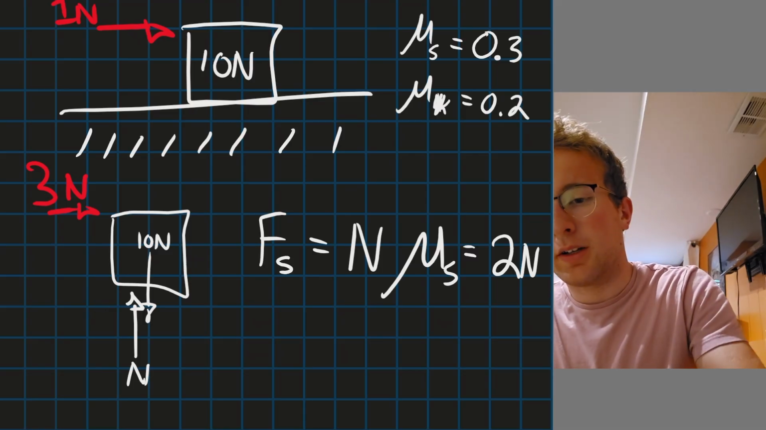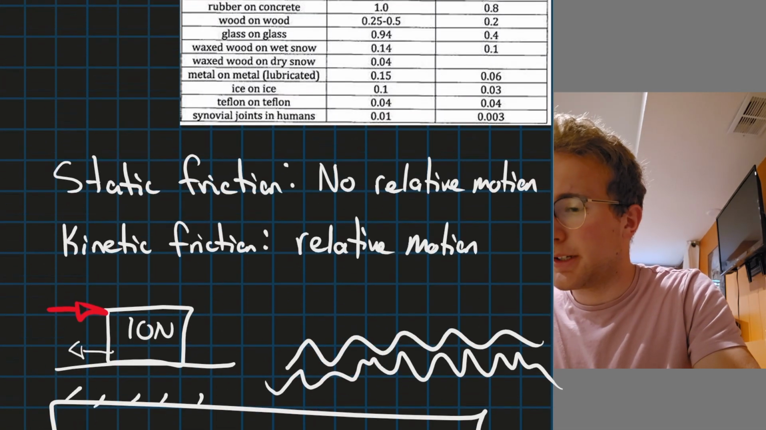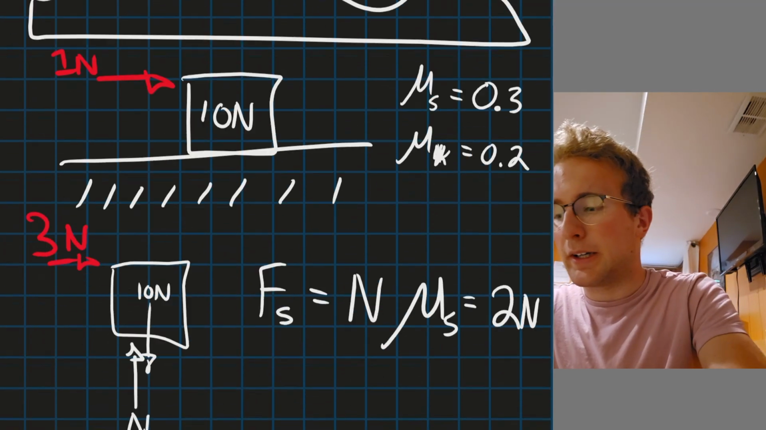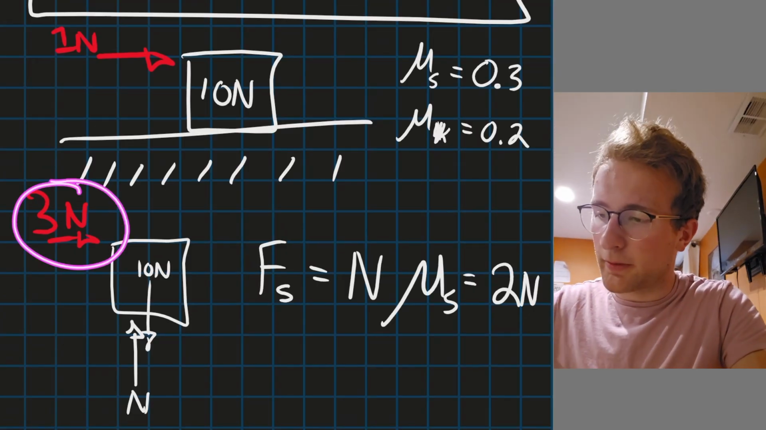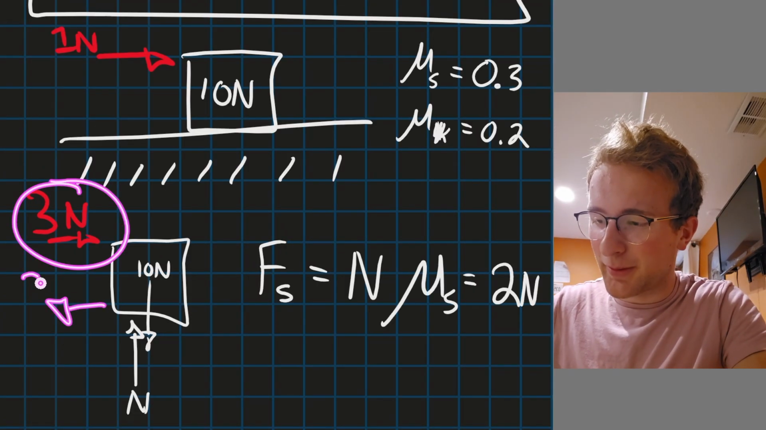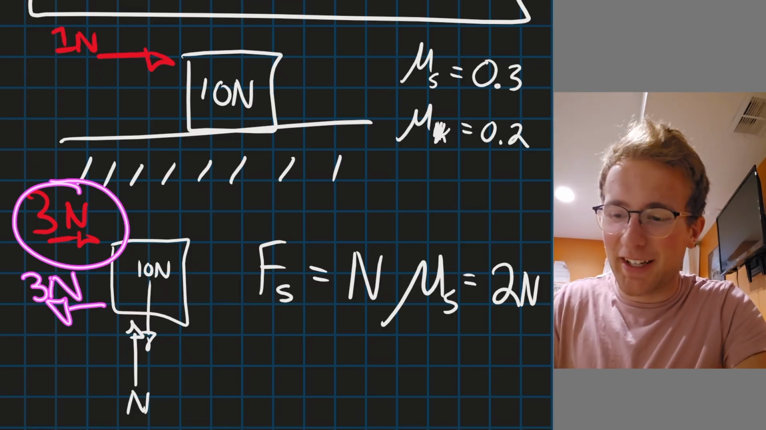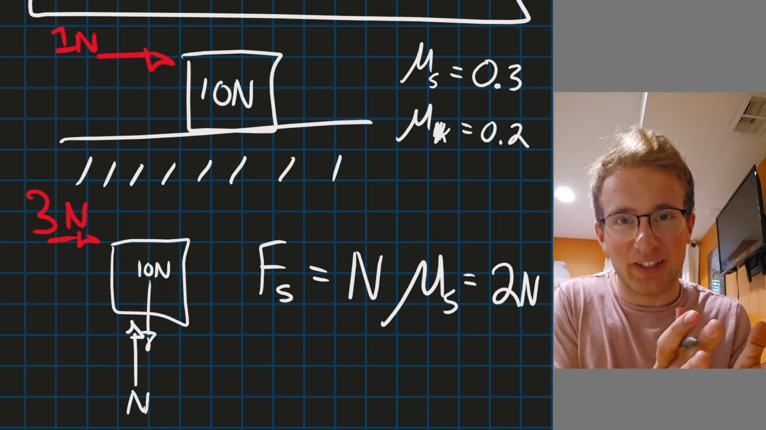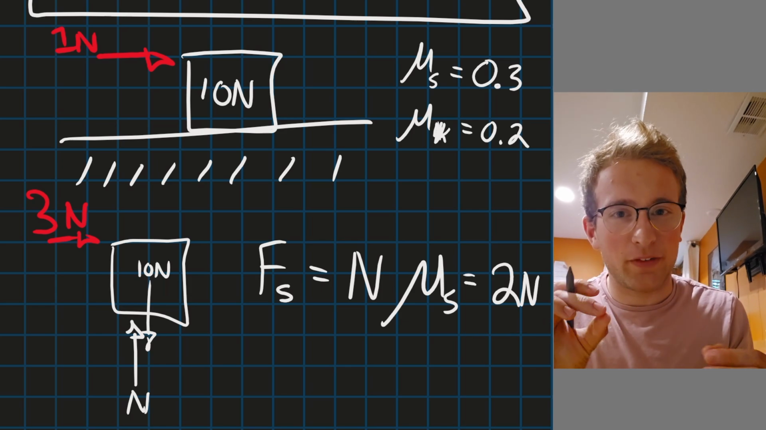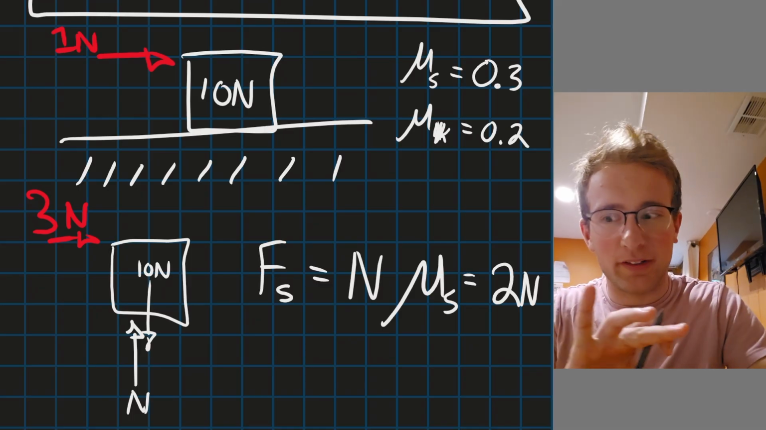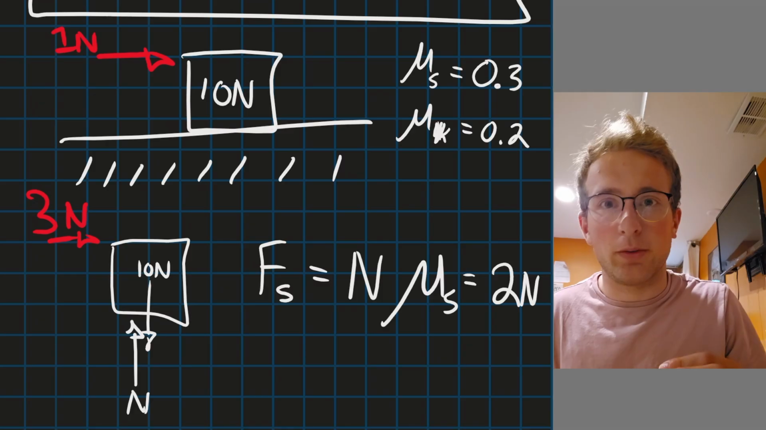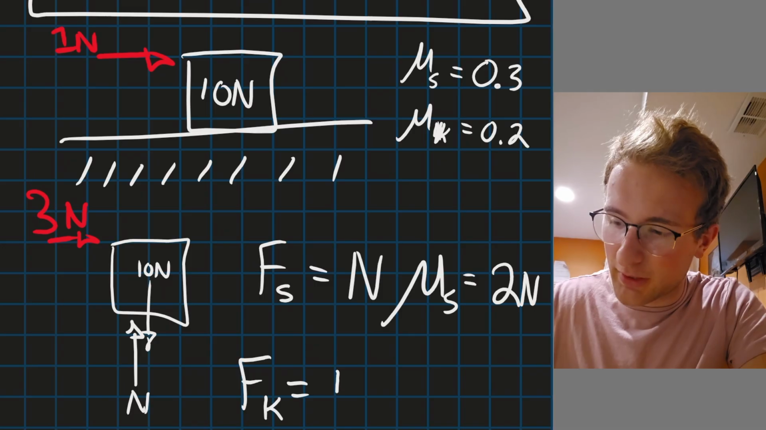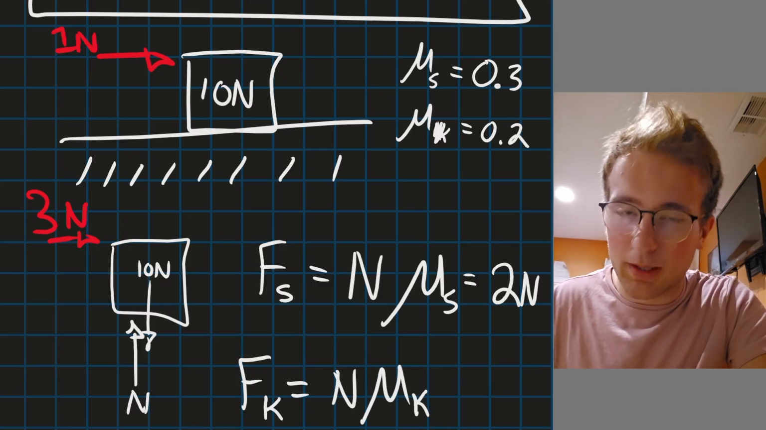And so, remember, kinetic friction is when there is relative motion. So if I apply 3 newtons of force, in order for it to be static, there needs to be 3 newtons of friction, but that can't happen because the maximum amount of static friction is 2. So the object is going to start moving. If it starts moving, now all of a sudden there's relative motion between the box and the ground. So now all of a sudden we transition to kinetic friction. Now the amount of kinetic friction is N times mu K.